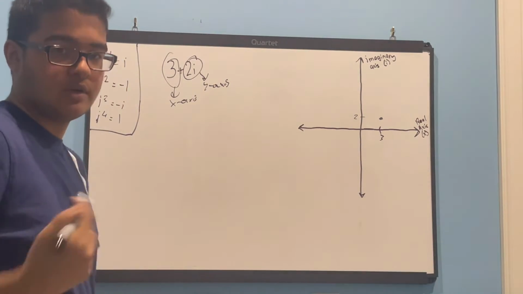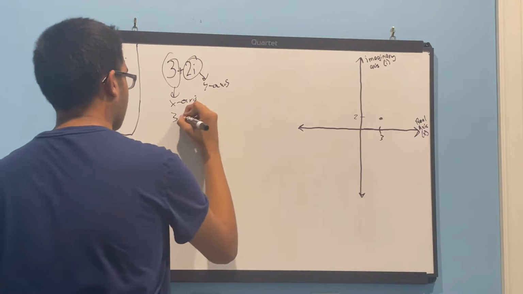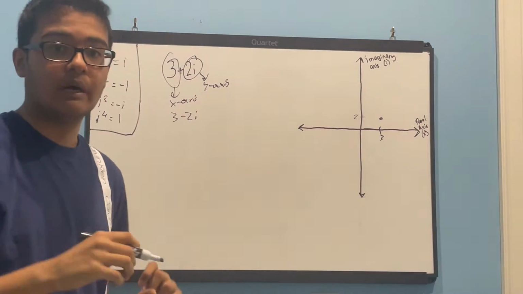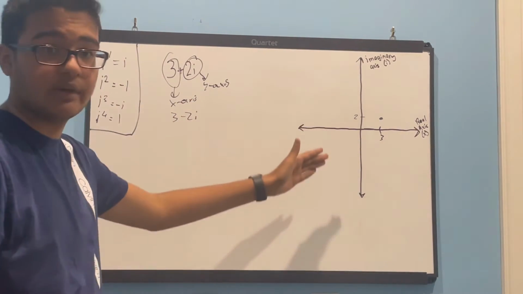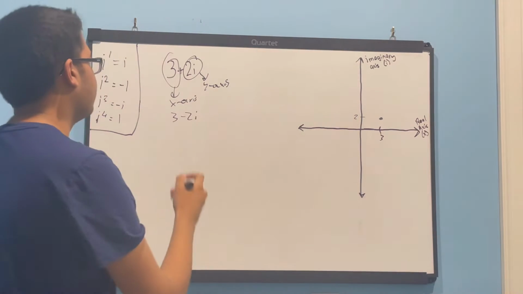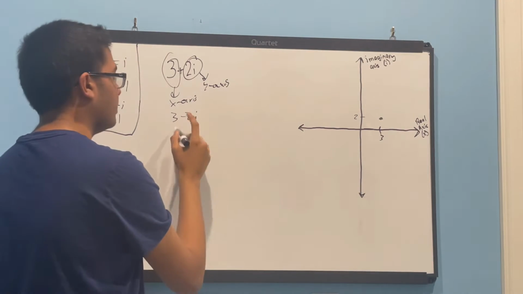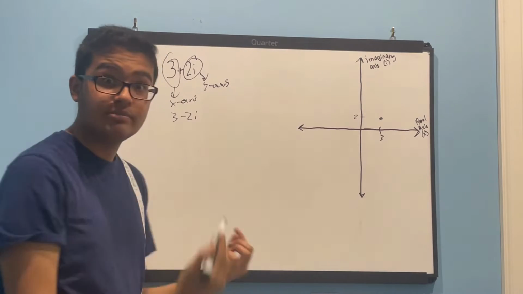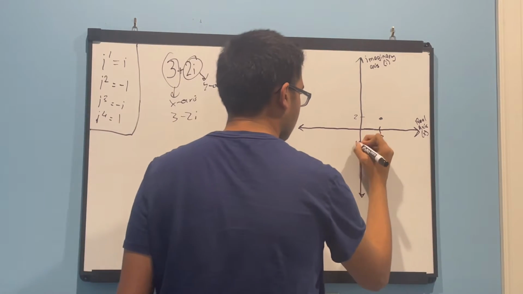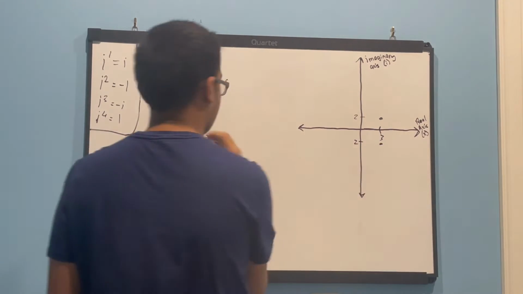So now we're going to go over another problem just to make sure that we are very familiar with all the possible scenarios with graphing on here, or at least most of them. So 3 minus 2i. This just means that you're going to go right 3 and then down 2, right? So right here, and that's that.